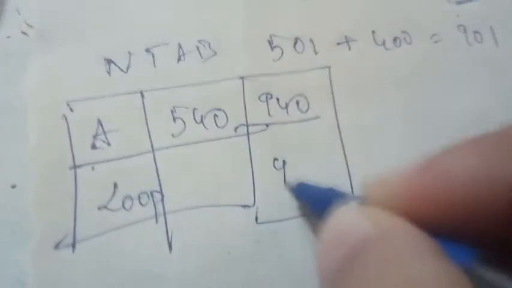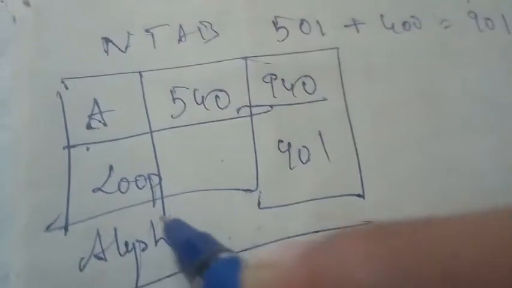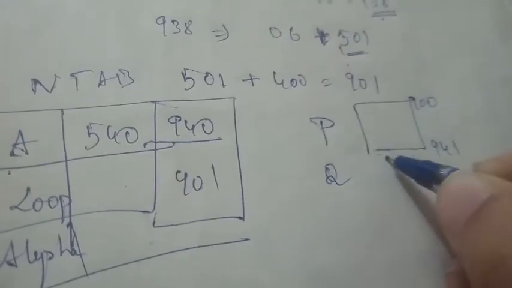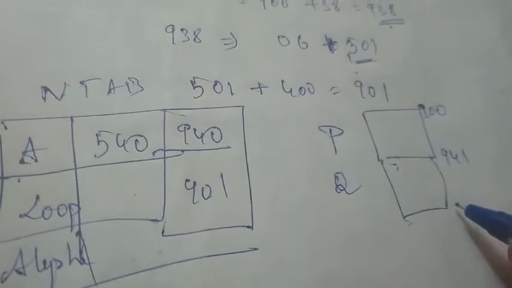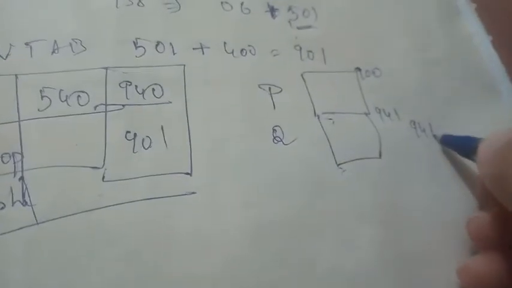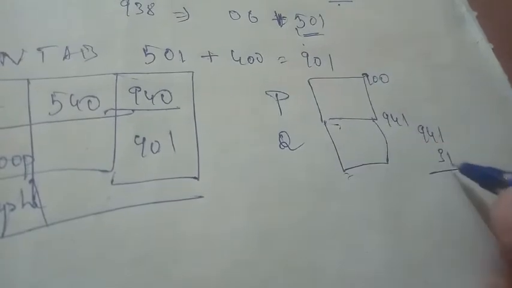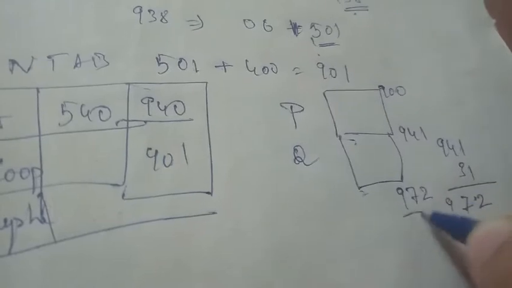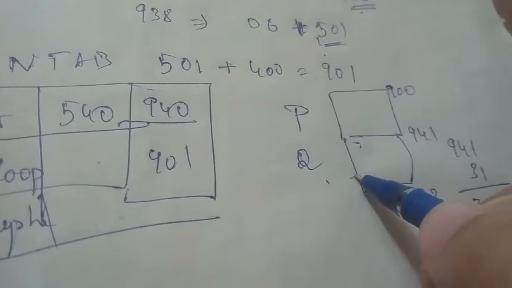What is the load address? 940. Similarly, you have loop. What is the load address? The load address is 901. You will get alpha. What is the load address? You know that you have two programs, P and Q. Program P starts from 900 to 941, and the next location is from 941 plus 31, which is the length of Q, till 972 where your Q is.